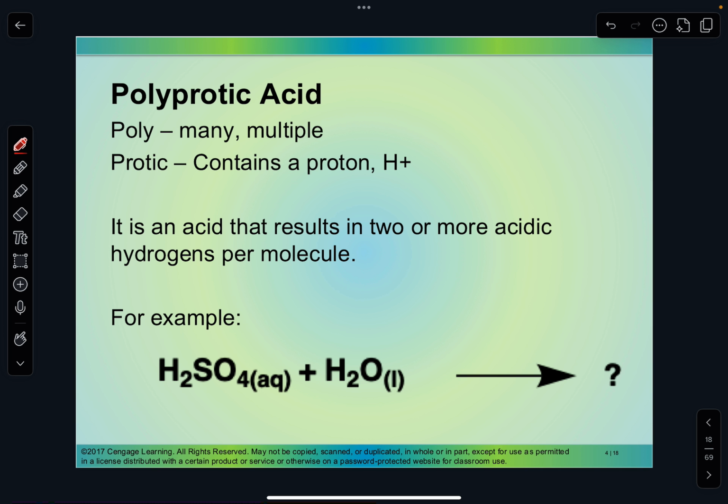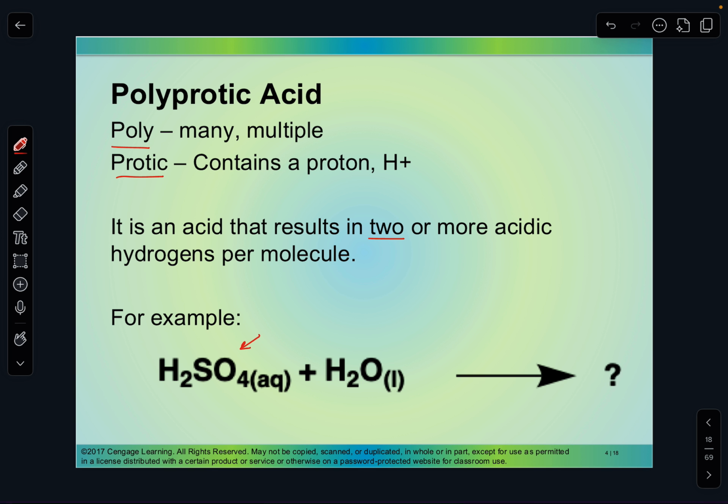Okay, so let's talk about different types of acids. We have polyprotic ones. Poly meaning many, like a polygon has many sides. A polycule has many people. Protic means it has a proton, but polyprotic means that it has at least two or more acidic protons.